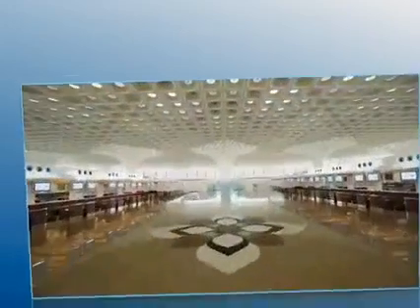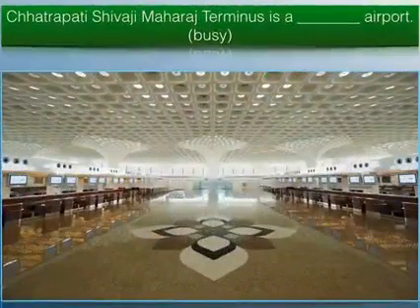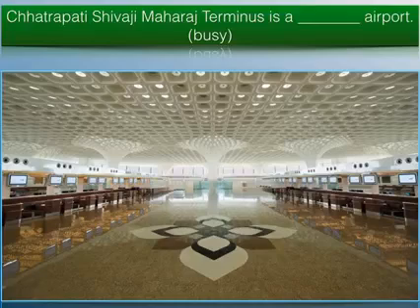So let's see the image over here. It shows the Chhatrapati Shivaji Maharaj terminus. Chhatrapati Shivaji Maharaj terminus is a dash airport. In the bracket, you have been given an adjective busy. So students, any guesses which form of adjective we would be using over here?